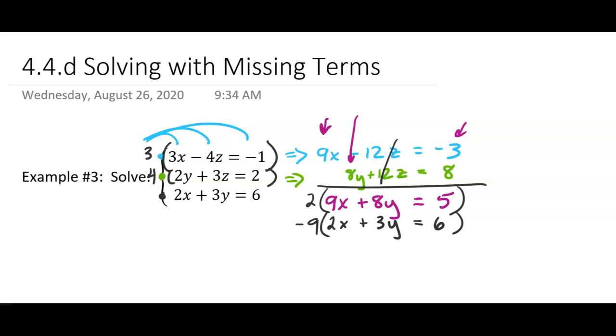Okay, so my purple equation then, I'm going to get 18x plus 16y equals 10. And then my other equation, I'm going to get -18x minus 27y. Well, if I were trying to prevent negative numbers, I went the wrong way, but okay, equals -54.